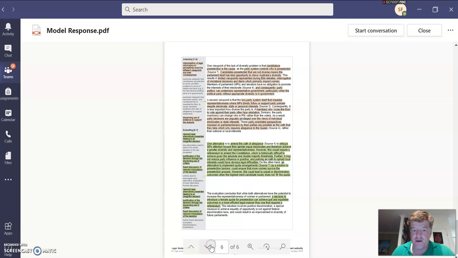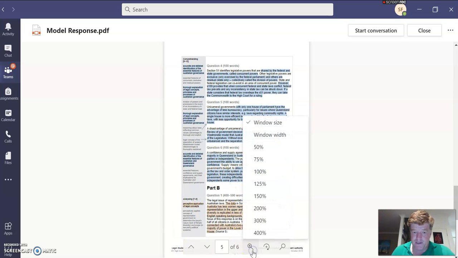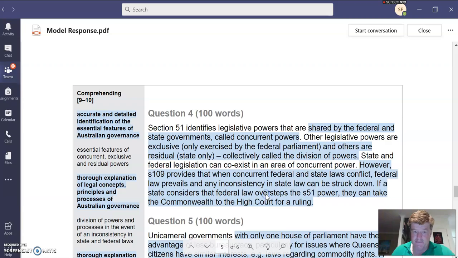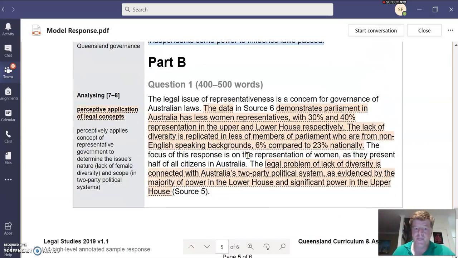Now, I just want to flick through the whole thing. The whole thing is less than a page. They haven't spent a lot of words in getting an answer that meets the criteria. But let's have a look now. Let's see if we can zoom in a little bit. Let's have a look now at what we've got.